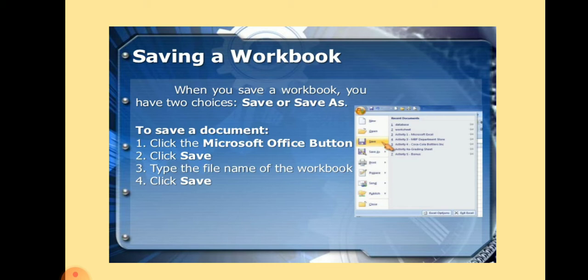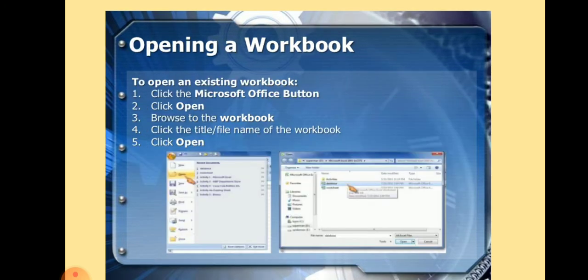So once your workbook is saved, it will be stored in your computer and you can later view it by following these steps. So how to open an already saved workbook? You have to click the Microsoft Office button, then click Open, then browse to the workbook. Then you can click on the file name that you have already given and then click Open.